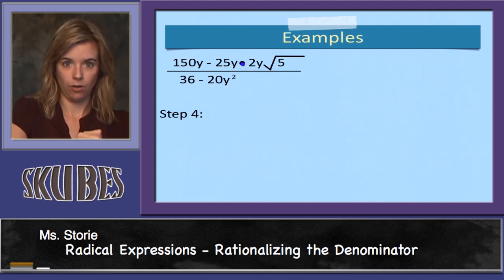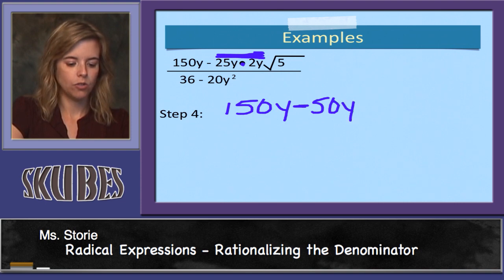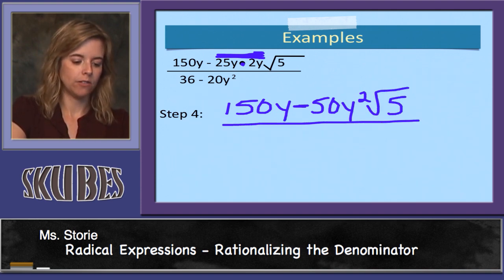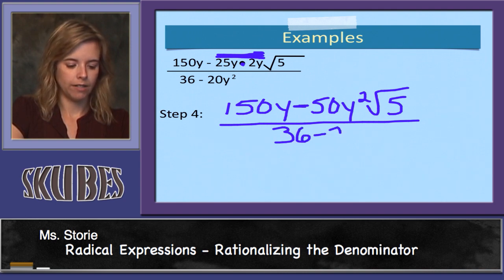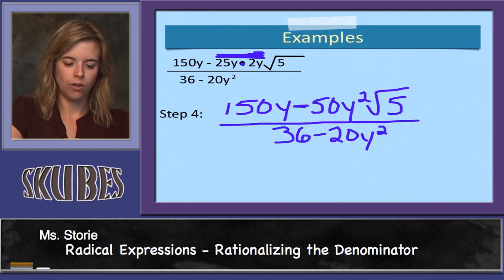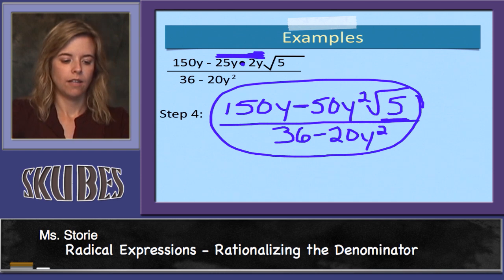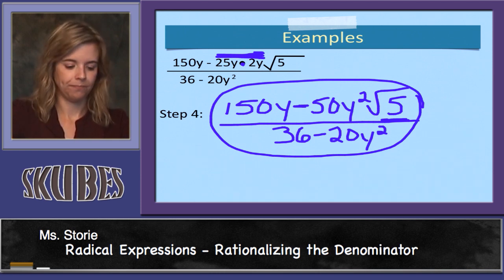So here we go. We could multiply this out, and we're going to go ahead and do that. 150y minus, and now we're going to multiply the 25y by 2y, and we're going to get negative 50y squared, because we're actually adding exponents instead of multiplying them, even though it said to multiply. And we still have our radical 5. And then this is all over 36 minus 20y squared. Are there any more like terms to combine? No. Is there anything we can break down any further? Nope, because that radical 5 is fully broken down. So that means that this is our rationalized denominator answer.